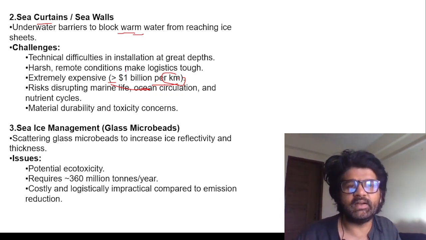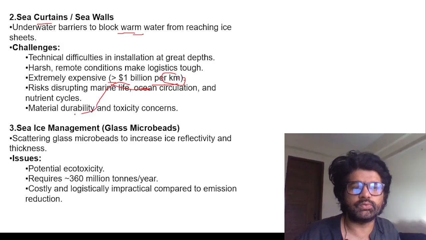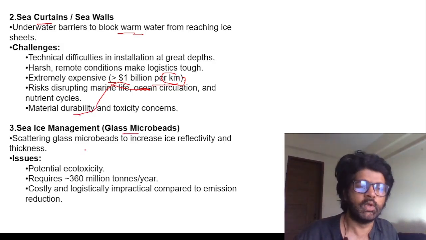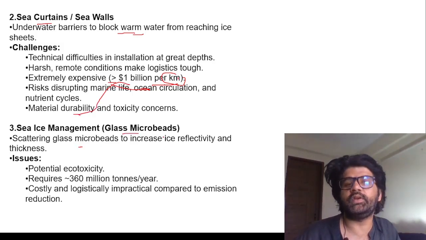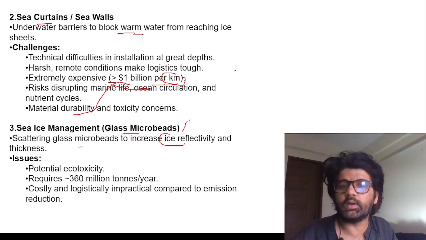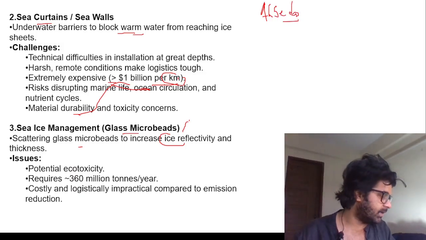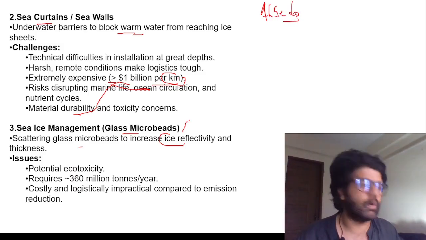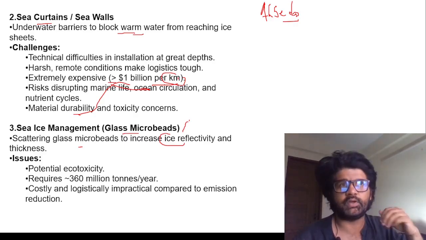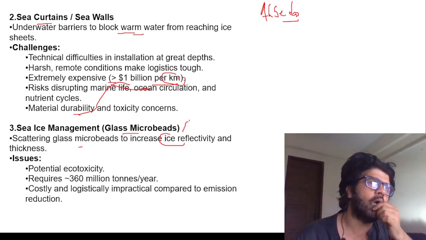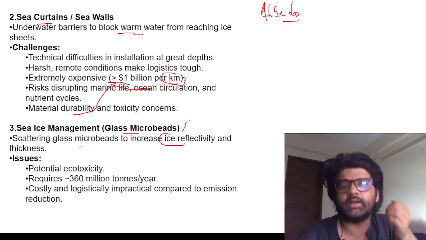So technical difficulties, guys. We are talking about making these kind of barriers inside water, and you need a lot of money. Again, issue. Then glass microbits. So these glass, what they will do, they will increase the ice reflectivity. Again, there is a concept called albedo. Albedo is the property, like white objects like ice, it has very high albedo, it reflects a lot of sunlight. Black objects, they absorb a lot of sunlight, low albedo.